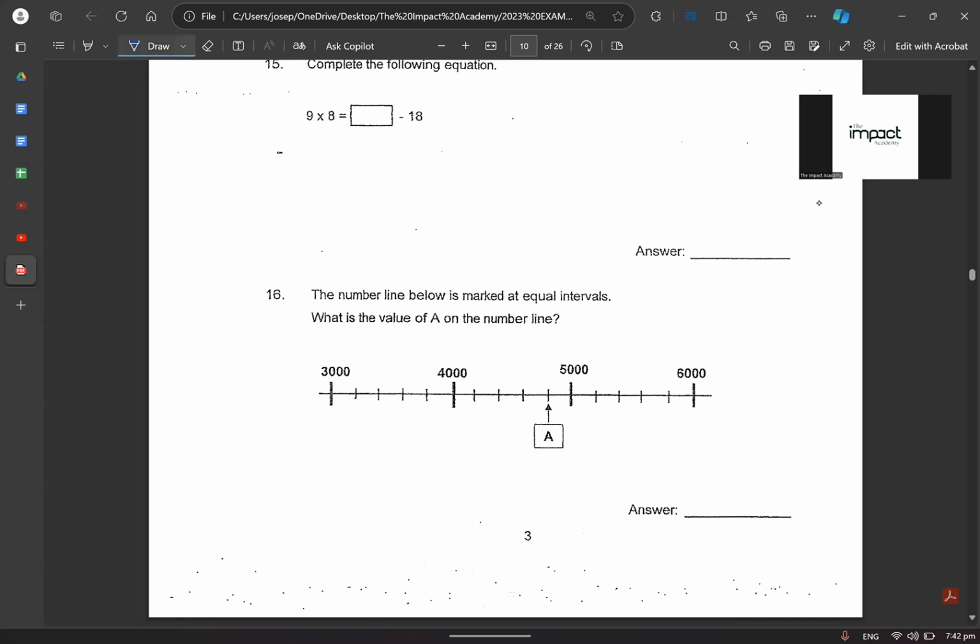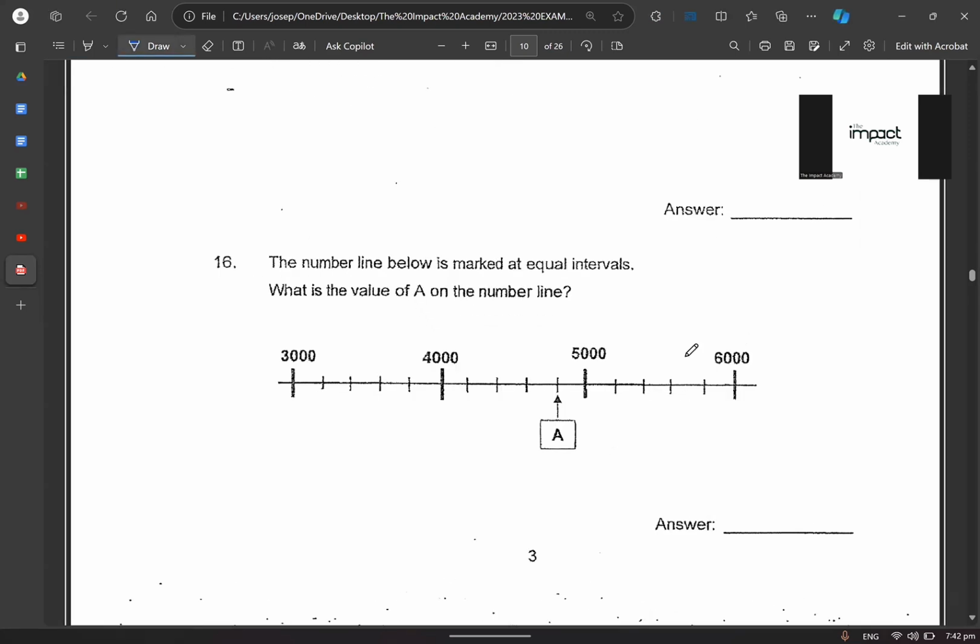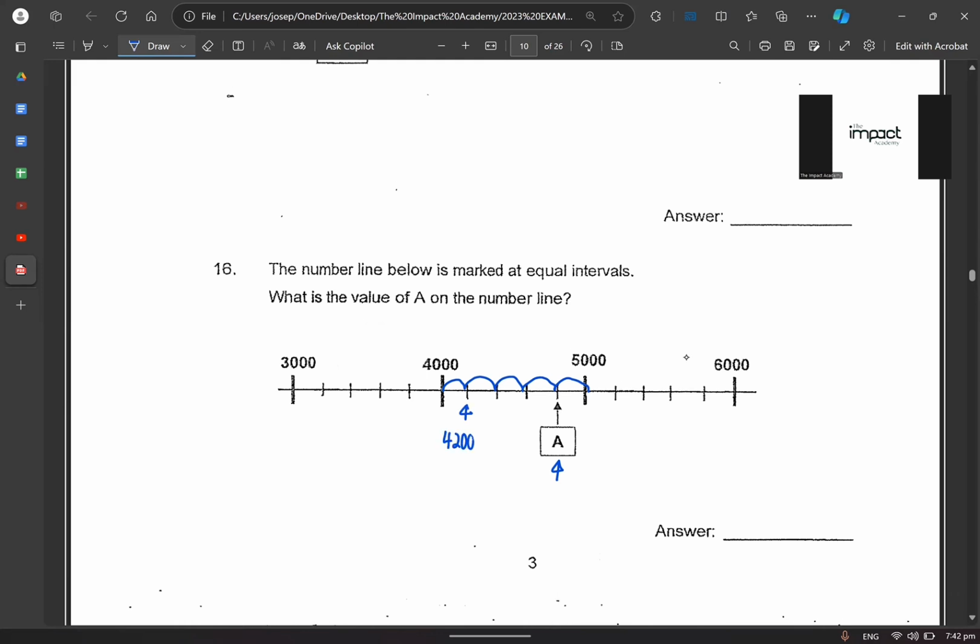For question number 16, you want to ask yourself first, how do I find this A over here? So you ask yourself, how many jumps are there? 1, 2, 3, 4, 5. So each is 1000 divided by 5, so it's 200. Then this is 2, 3, 4. Very good. 4,800. Am I making sense or not making sense? So that is the reason why your answer.